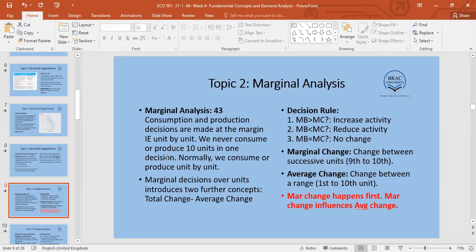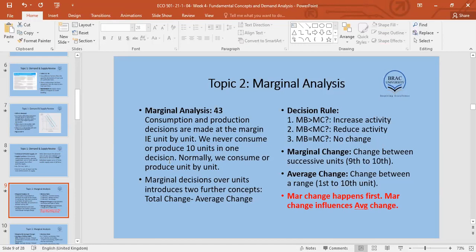Is there anybody in our class today who does not know what GPA and CGPA is? We all know what GPA and CGPA is then, okay? Now, which change happens first, your GPA or CGPA? GPA, sir. Once we know the GPA at the end of the semester, we can calculate CGPA.